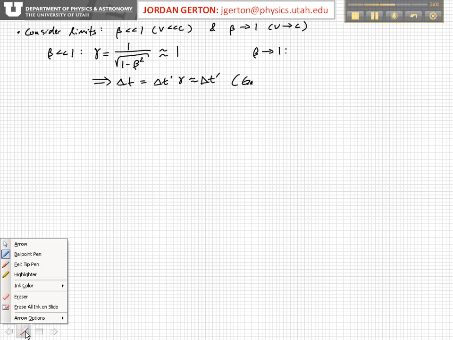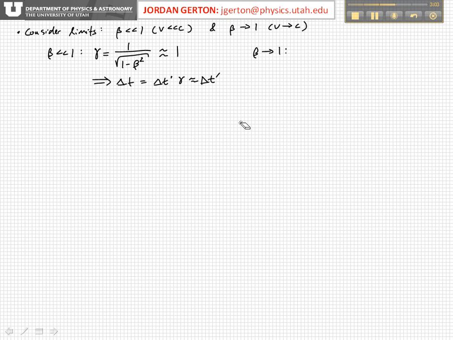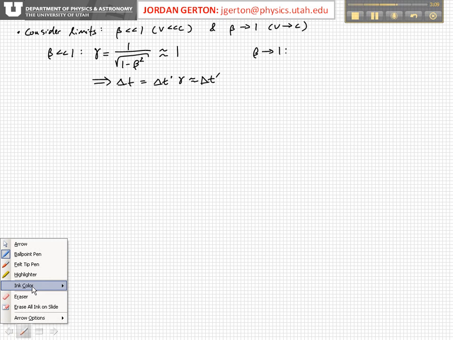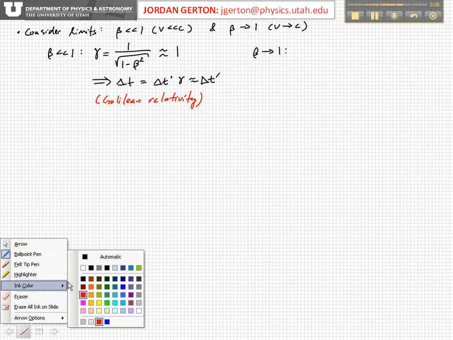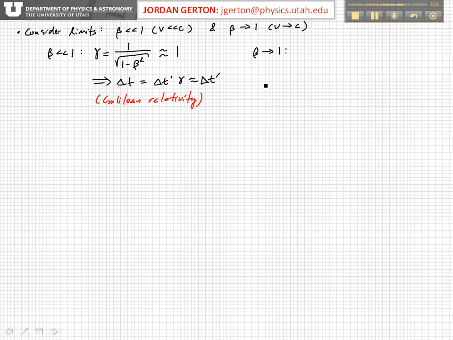This is the simple case of Galilean relativity that we discussed a few lectures ago, relativity where time is time. So at very small speeds, Einstein's special relativity converges to and agrees with Galilean relativity, which is satisfying since we know that works in our everyday life.